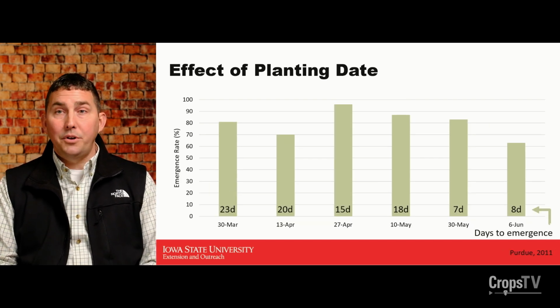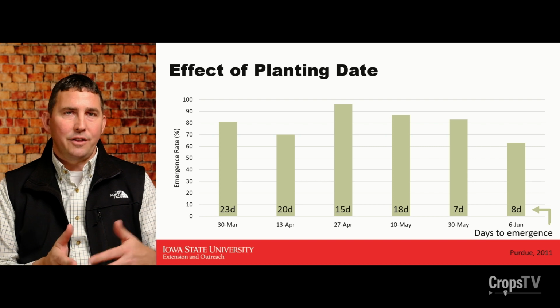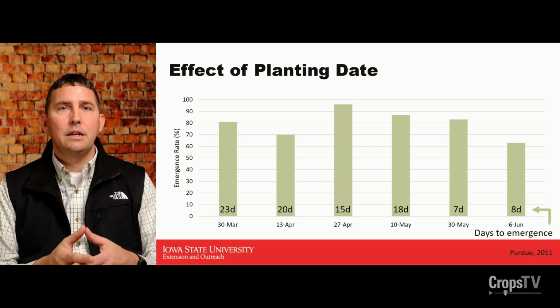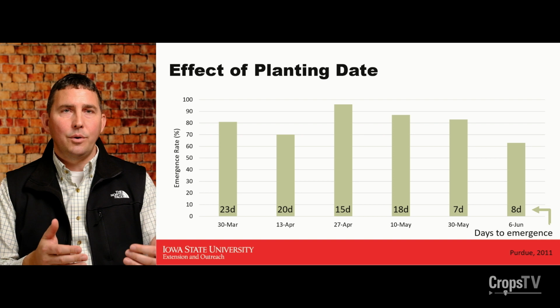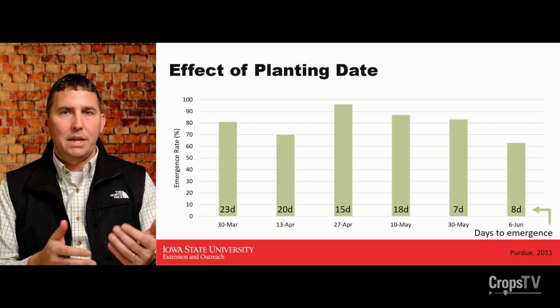Out at Purdue, they did a little bit of work around this. The height of the bars here shows you the emergence rate, and the black number at the bottom of the bars indicates the number of days it took from planting to emergence. One thing you can see is that the March 30th and April 13th plantings, again on the earlier side for this location in Indiana, had a lower emergence rate and sat in the ground a little bit longer than the ideal time frame of April 27th to May 10th.